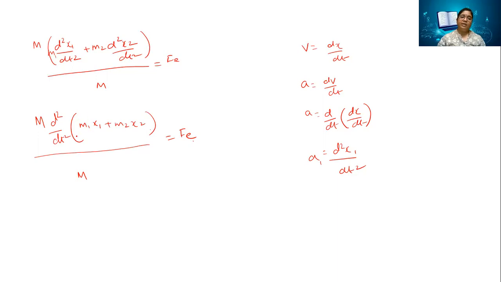M1 being a constant, the differentiation will not affect M1. So you can write d square by dt square of M1 x1 plus M2 x2 is equal to F of E. Or you can say M into x is equal to F of E. So you can say M into d square by dt square of x is equal to F of E, where this x is equal to M1 x1 plus M2 x2 divided by M.